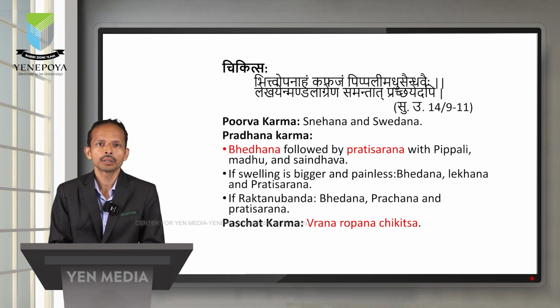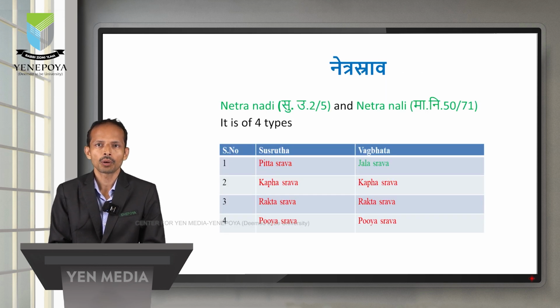If the swelling or the Pitaka is a bigger one, and painless, then Bedana followed by Lekhana and Pratisarana has to be done. And if Rakta Tushti is more, then we have to go for Bedana, Prachhana and Pratisarana, and as Paschat Karma, Vrunaropana Chikitsa has to be adopted.